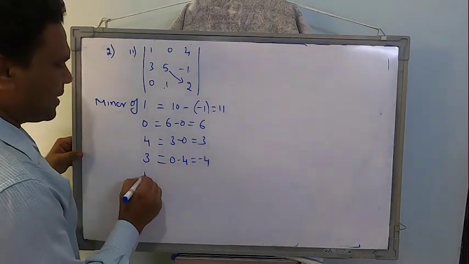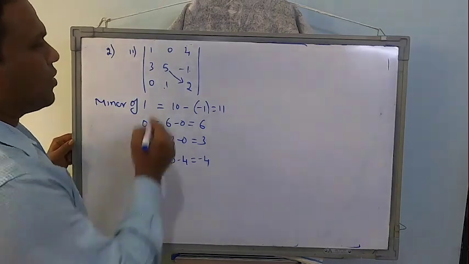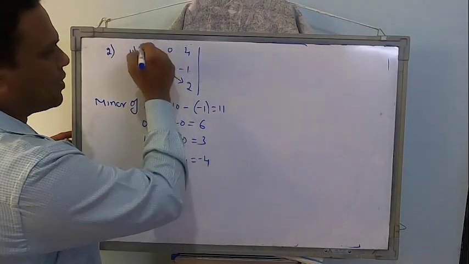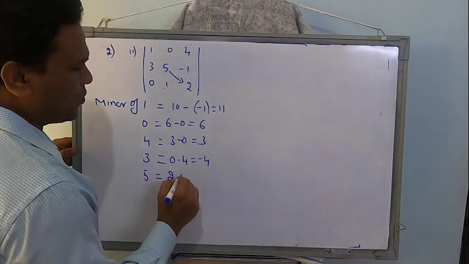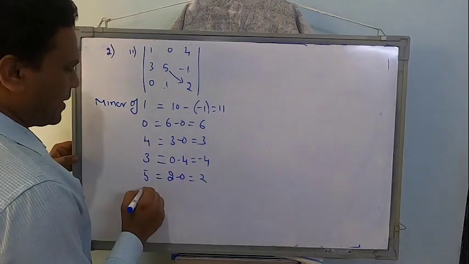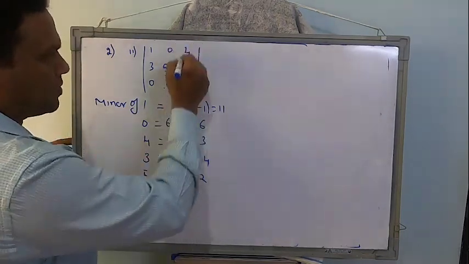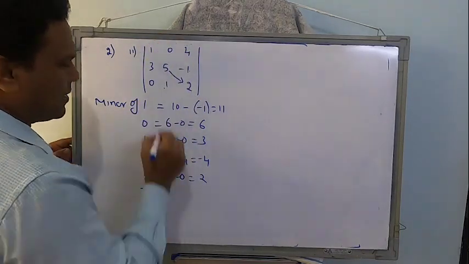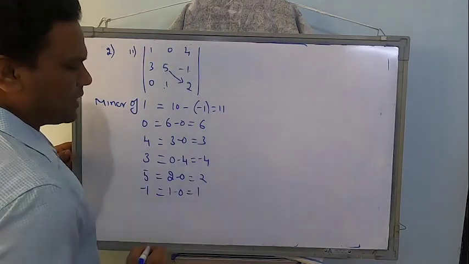Then the next thing, minor of 5: block the second column, second row, multiply these two. So 2 minus 0, it's going to be 2. Minor of minus 1: block the third column, second row and expand the remaining. 1 minus 0, nothing but 1.